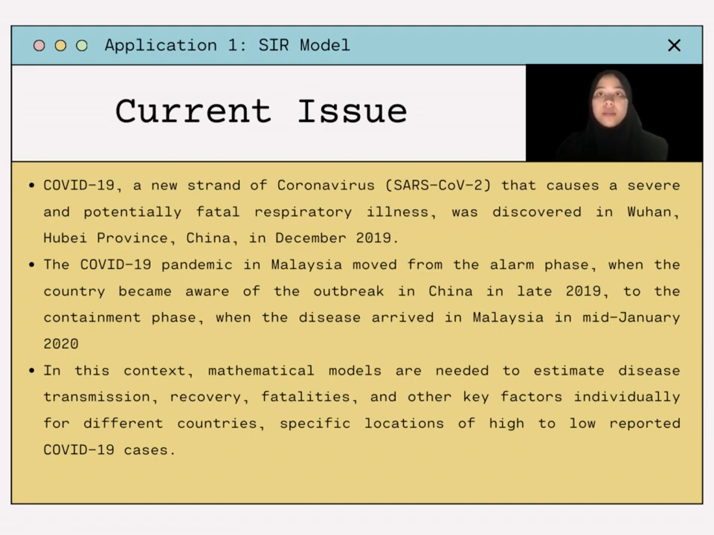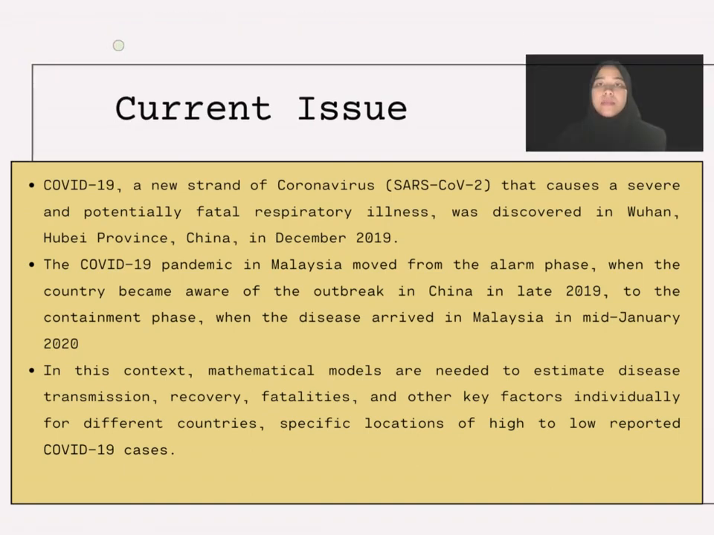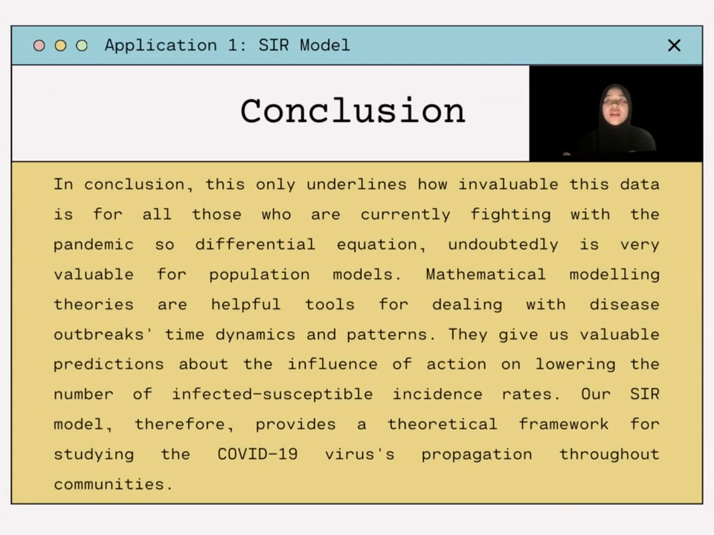In this context, mathematical models are needed to estimate disease transmission, recovery, fatalities, and other key factors individually for different countries and specific locations with high to low reported COVID-19 cases. In conclusion, this only underlines how invaluable this data is for all those who are currently fighting the pandemic. Differential equations are undoubtedly very valuable for population models.